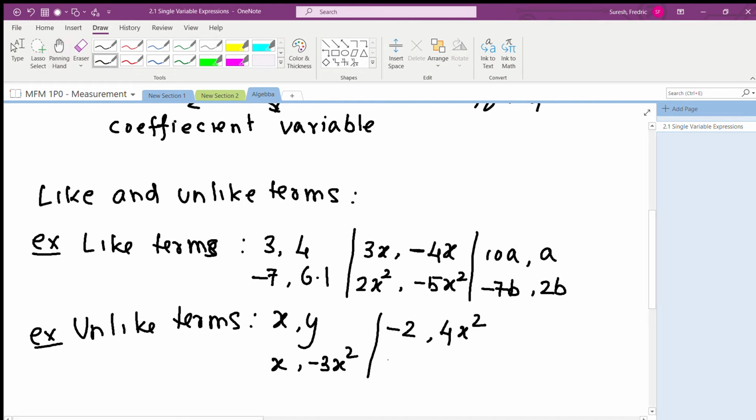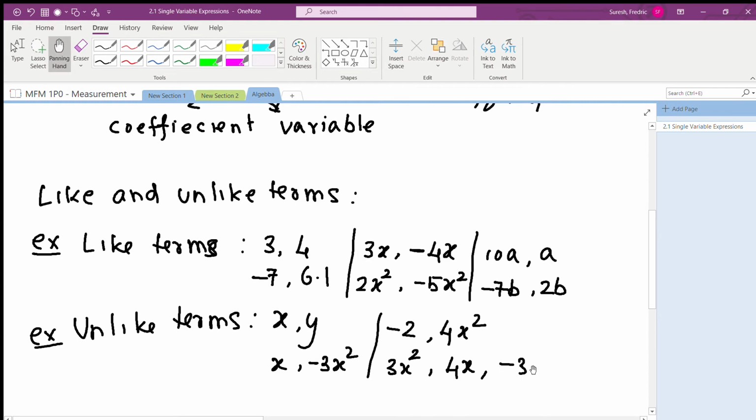One more example. So we have 3x squared and 4x, and let's write one more, negative 3. Now there are three of them. None of them are similar or like each other because in the first case it is a square, in the second case it is an x, and in the third case it is a negative 3.